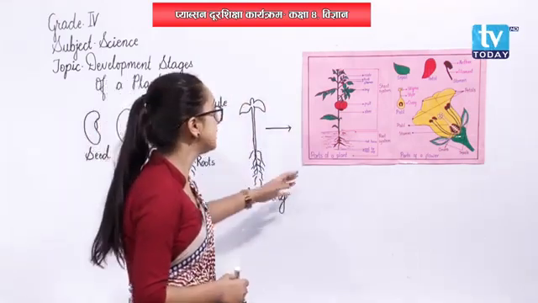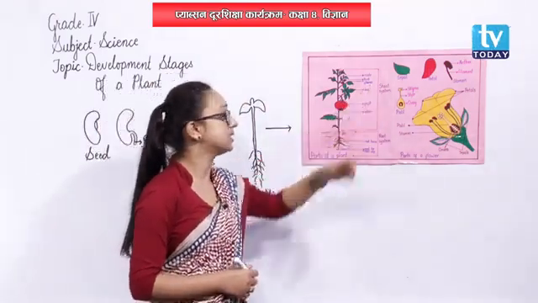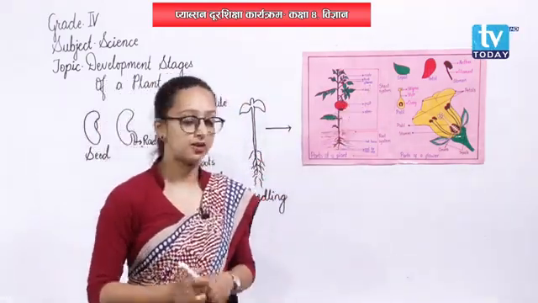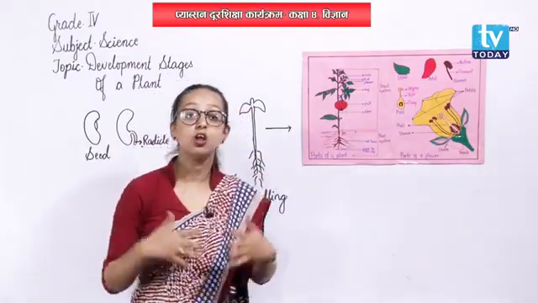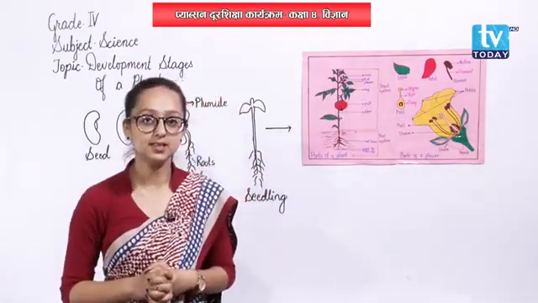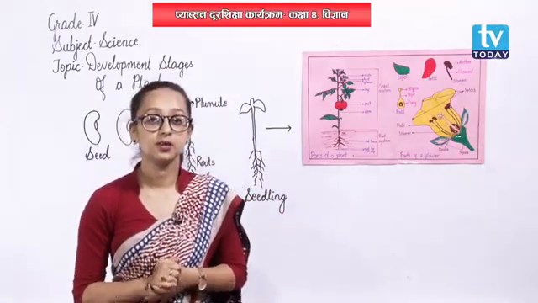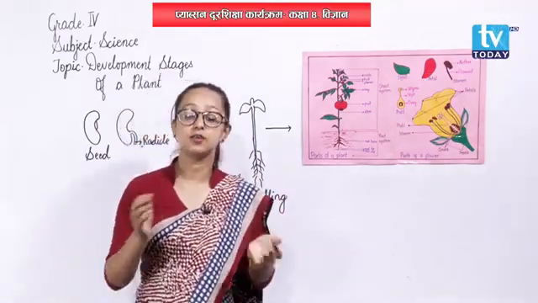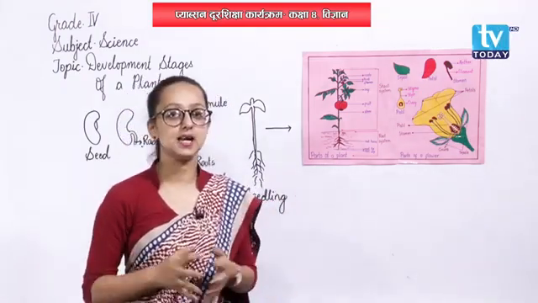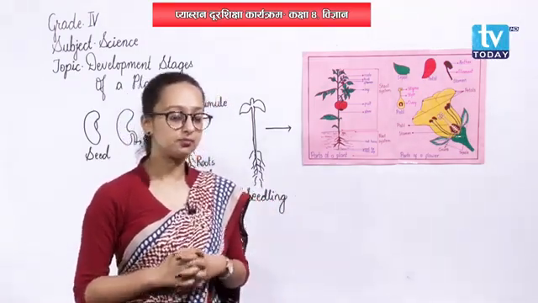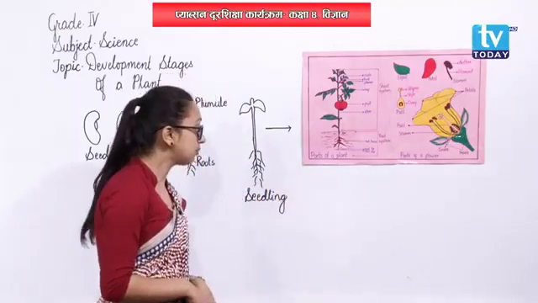So this is the process of germination of a seed. Now students, let's move on to the next part, that is flowers. Flowers are the colorful part of a plant, right? Every one of us loves flowers as well. They are of different colors, different shapes, and different sizes, isn't it? Well, now talking about the flower.